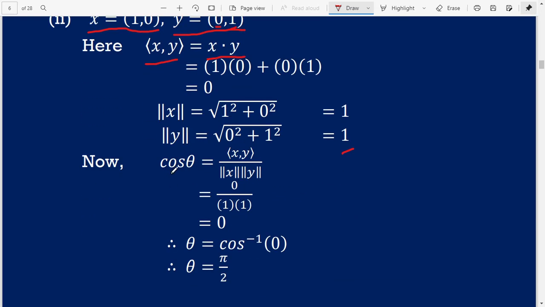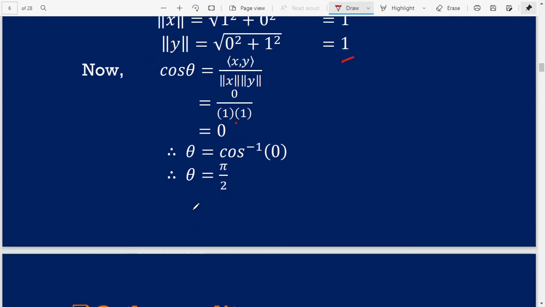So now cos theta is equal to inner product x with y upon norm x into norm y. But here the inner product x with y is equal to 0, upon 1 into 1. So 0 upon 1 is equal to 0. So theta is equal to cos inverse 0. So we get theta is equal to pi upon 2.